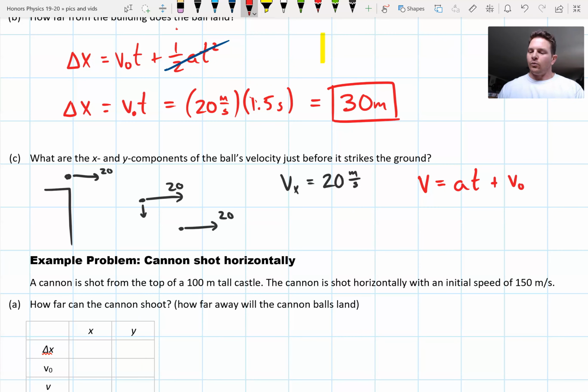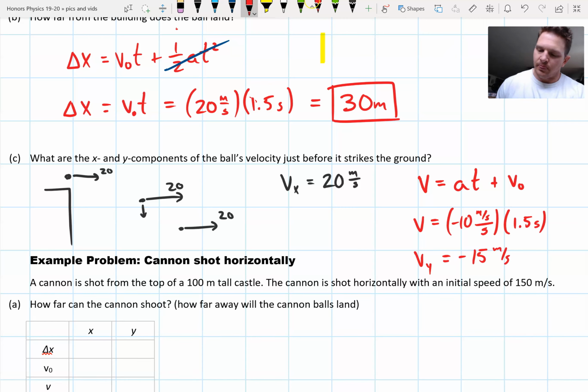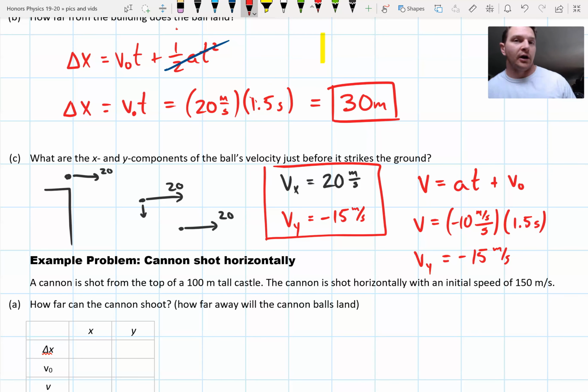right there. Okay. We know the acceleration in the y direction. We know the time. We know the initial velocity. Now it's just seeing how it goes. Okay. It is speeding up downward at -10 meters per second every second, and it was falling for 1.5 seconds. So the final y velocity would be -15 meters per second. So right there is your two components, your x component and your y component.